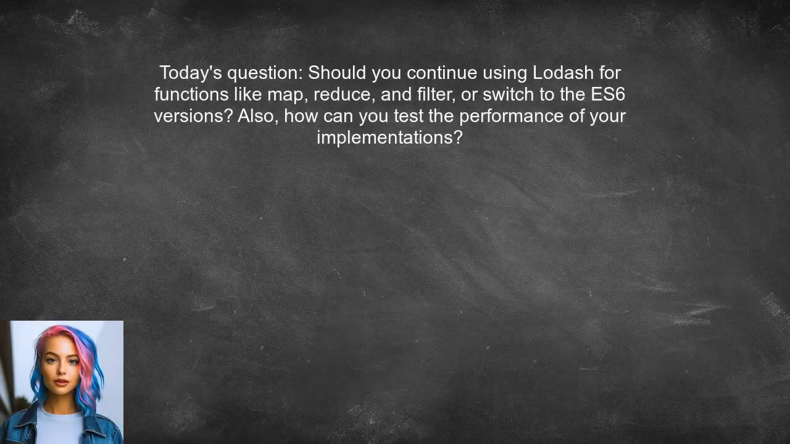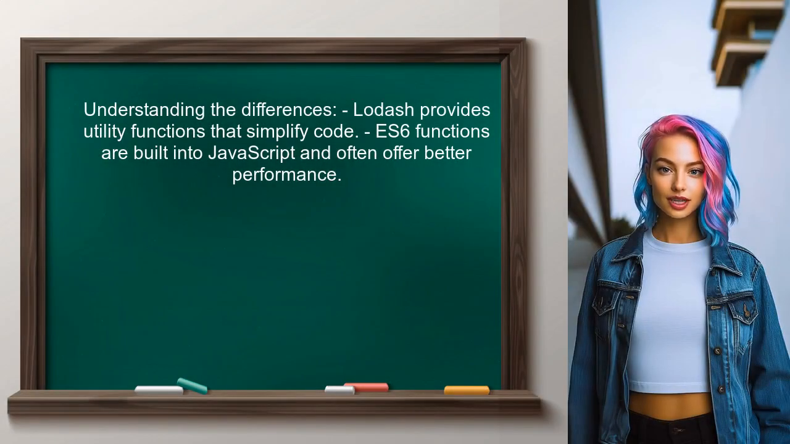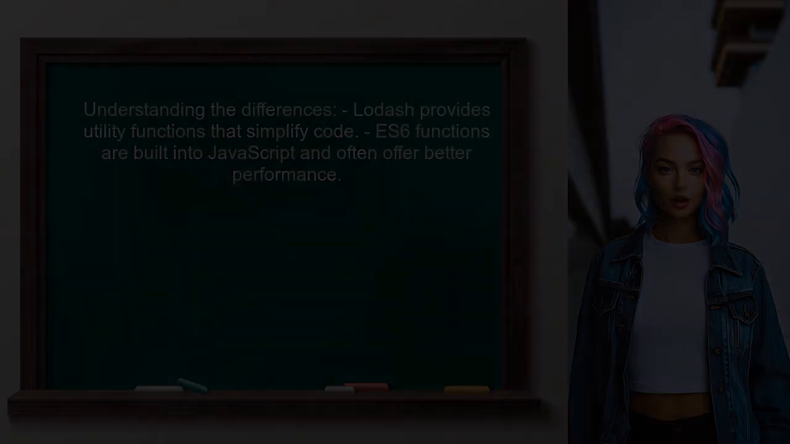So here's the specific question we're addressing today. Should you continue using Lodash for functions like map, reduce, and filter, or switch to the ES6 versions? And how can you test the performance of your implementations? Let's explore this together. To understand this better, let's break down the differences. Lodash provides utility functions that can simplify your code, but ES6 functions are built into JavaScript and can offer better performance in many cases. Let's dive deeper into each option.